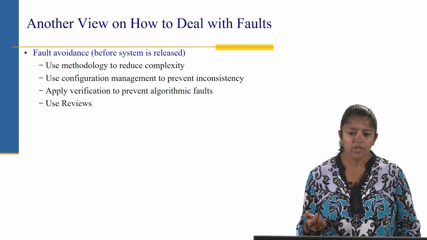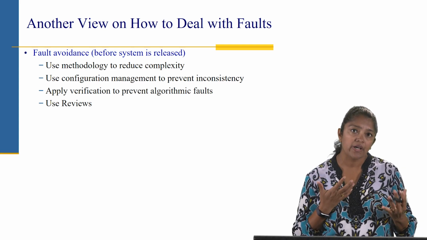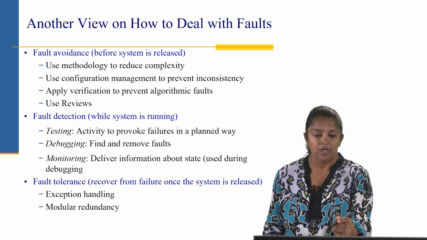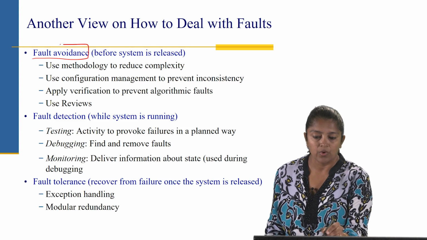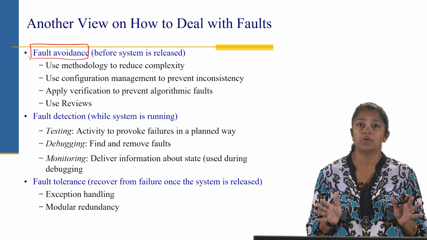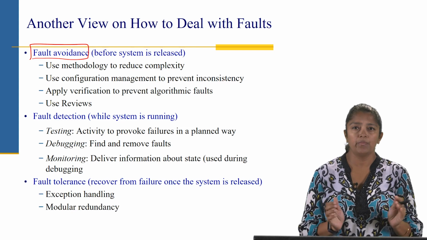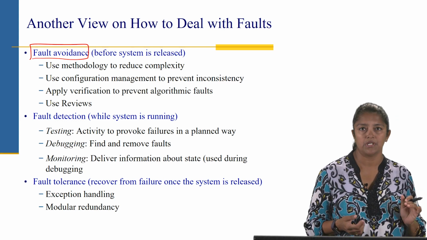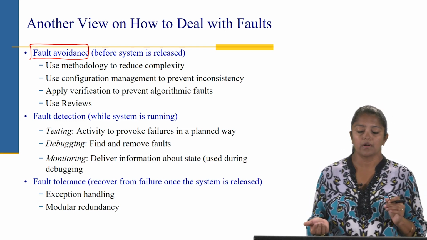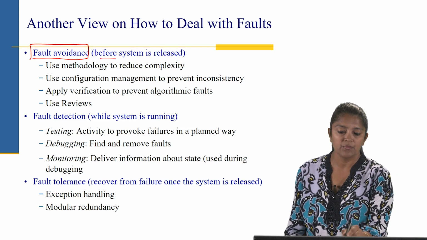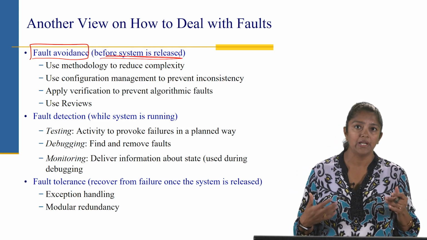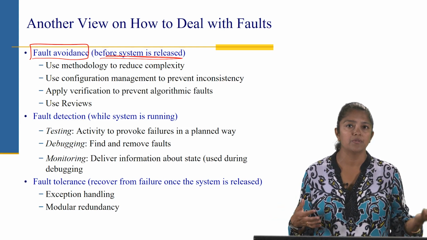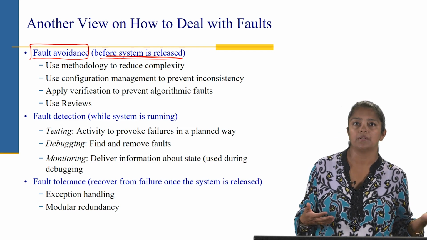To broadly classify these different ways in which we can deal with faults, there are three different ways. Fault avoidance. We want to avoid faults in the first place. We want to create our software in such a way that as we are creating it, we don't even introduce these faults, be it algorithmic or mechanical. This happens even before the system is released. As you're building the software, the idea is to use a methodology or a process that reduces complexity and ensures high quality software.